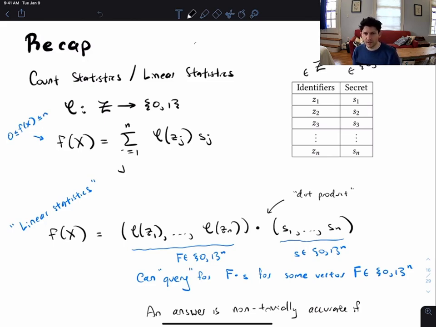And just for orientation, the way that we've written the queries, their answer is a number between 0 and n. So when we talk about accurately answering one of these queries, we want to answer it with error that is small. So ideally 0, but importantly much, much smaller than n.